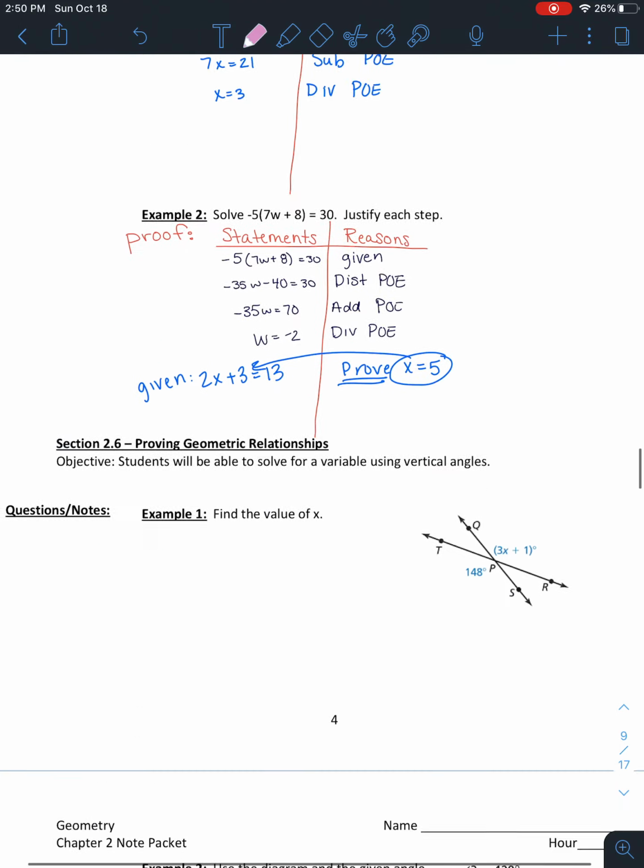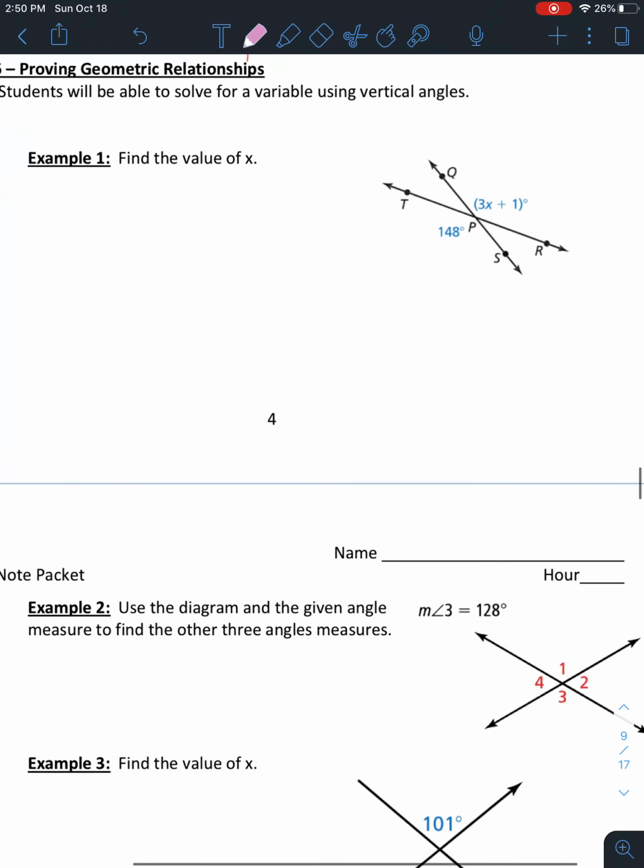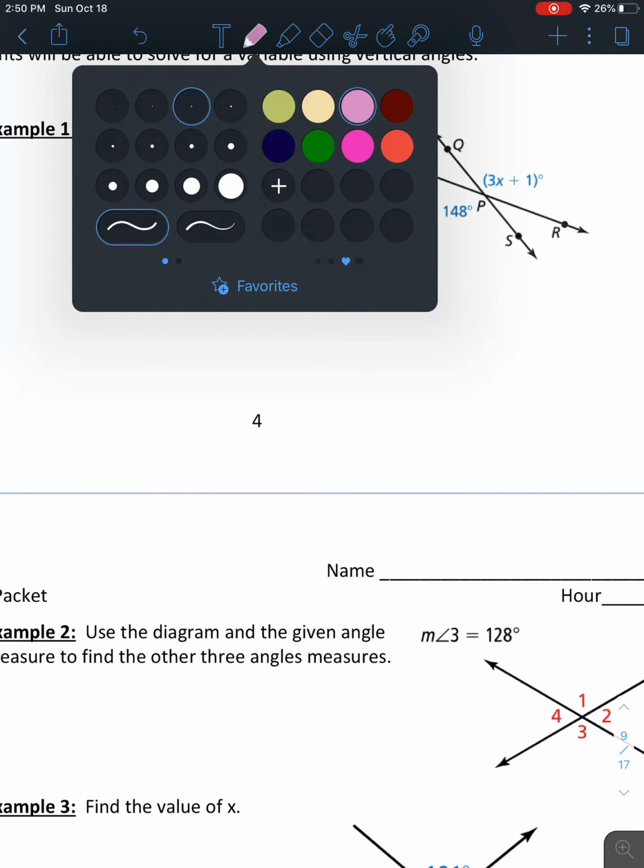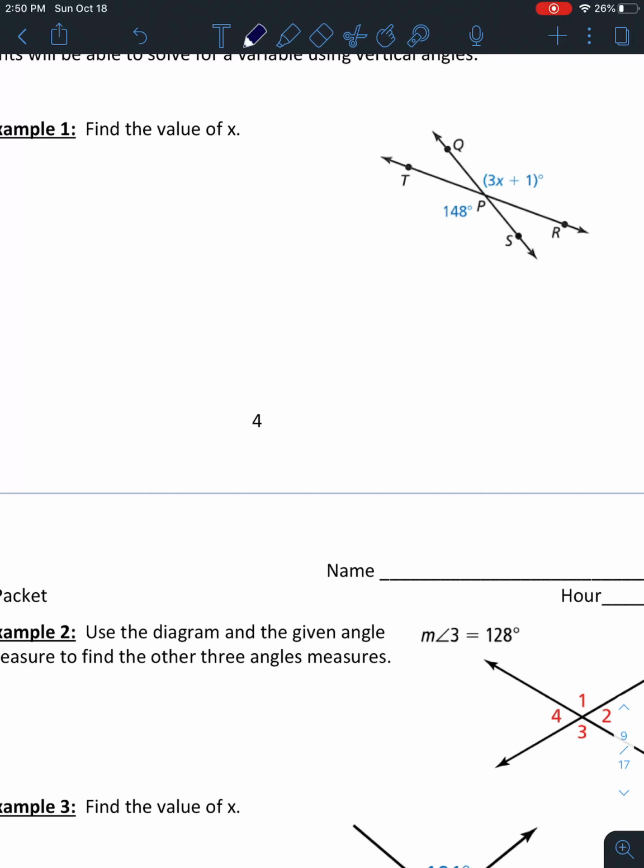Let's try some examples in ways that we can now apply this. All right, so here we want to find the value of x. Well, we had literally just talked about in theorem 2.6, so I'm going to write that here, that vertical angles are congruent. Because vertical angles are congruent, this one and this one are vertical angles, so we're going to set them equal. So I have 3x plus 1 is equal to 148 degrees.